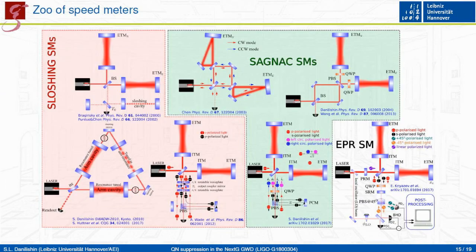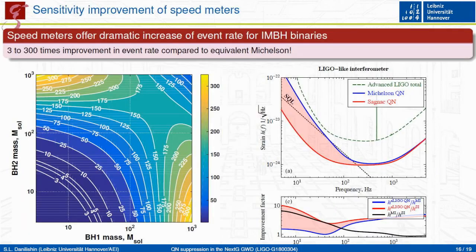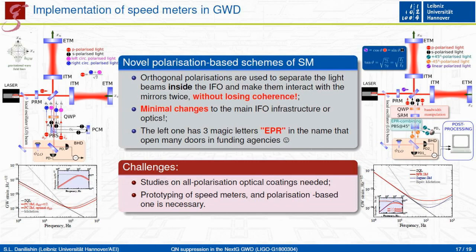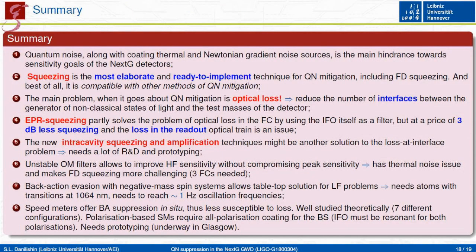Okay. And it is one of the most developed of the methods, just out of the sheer number of configurations that we proposed, so I will skip through it. That is what you can get with this device: the improvement factor in the event rate can be up to 300 compared to the Michelson interferometer. And the new species, the polarization-based speed meters, allow almost no changes to the Michelson interferometer, except for the problem of the coatings having the same reflectivity and phase relations for both polarizations. Okay, so that was the tour de force through the currently accessible quantum noise mitigation technologies. I will not use more time reading the summary and just leave it here. Thank you.